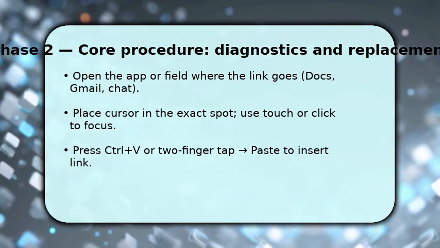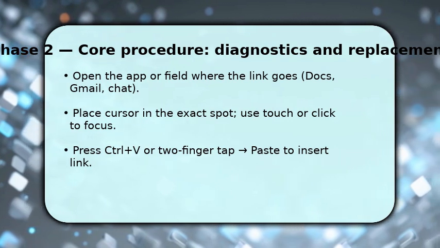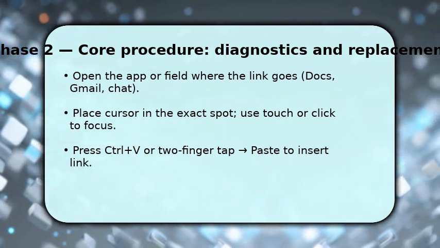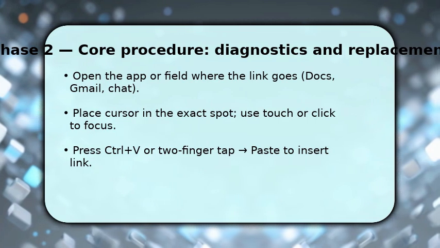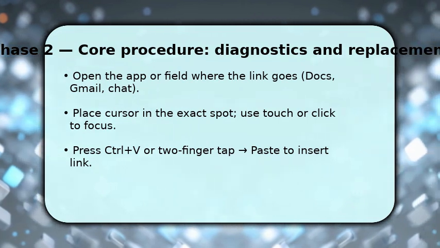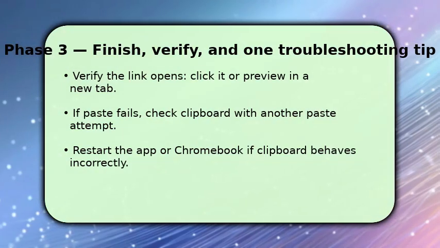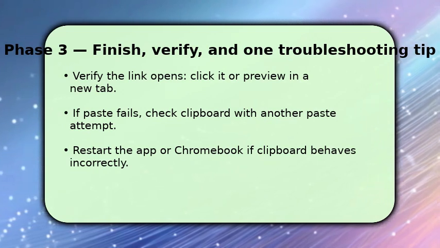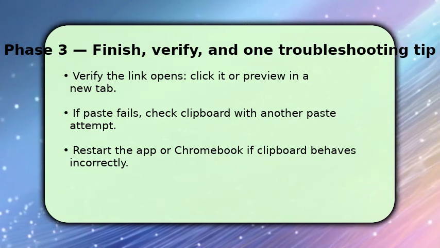If you want a clickable link in rich editors, use Insert Link or Paste and then press Enter. That converts plain text into a clickable hyperlink in many editors. Finish by testing the pasted link. Click or open it in a new tab to confirm it goes to the right page.